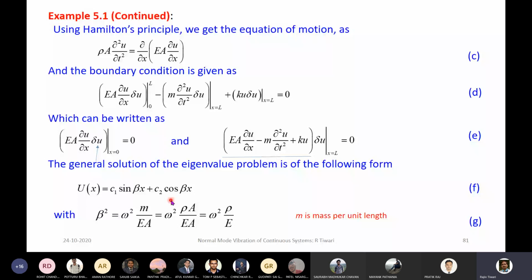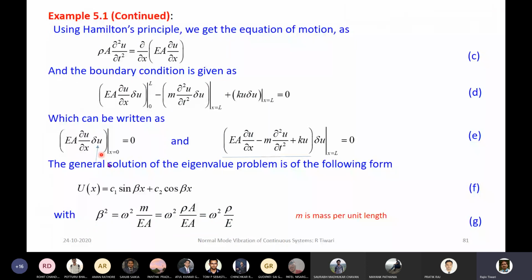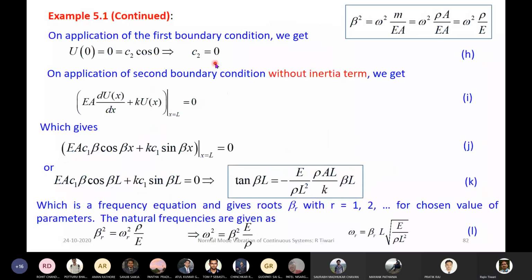So C1 and C2 will change now because of the boundary conditions which we need to obtain. If we apply the first boundary condition, at x is equal to 0, u is 0. So if we put that here, the sine term will become 0, only C2 will remain, and that equal to 0 means we will get C2 is equal to 0 from the first boundary condition.